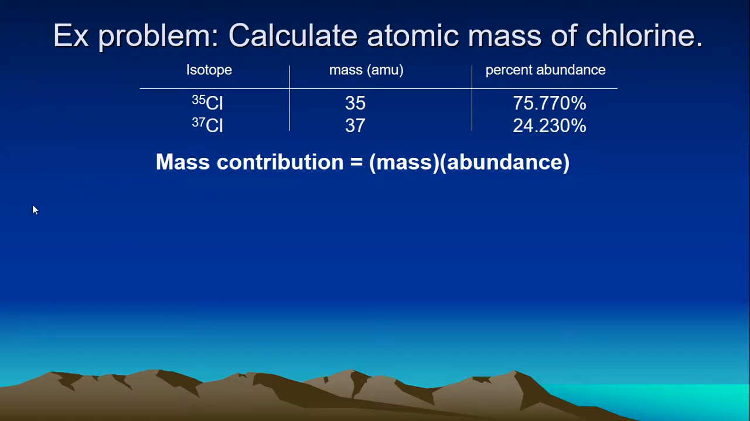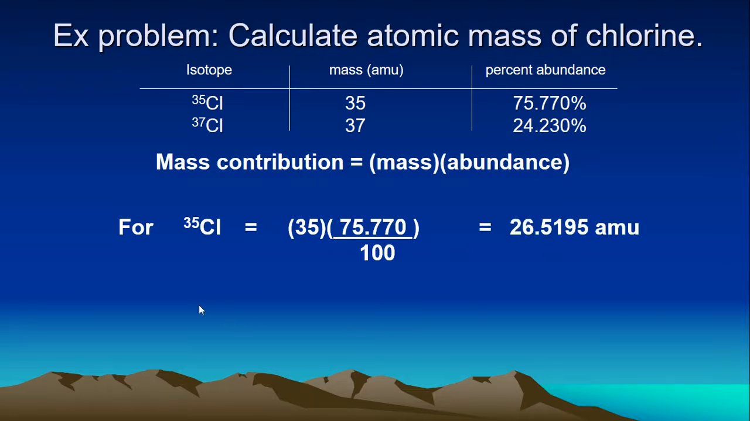So for chlorine 35, we're going to multiply the mass, the atomic mass unit, the mass number of chlorine 35, times its percent abundance. 35 times 75.770 over 100. You can do this one in your head if you want. Just move the decimal place over 2 places. And that's going to give you this number.